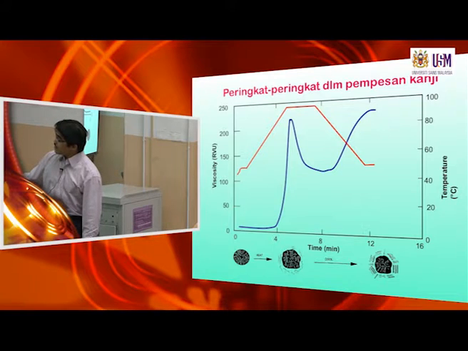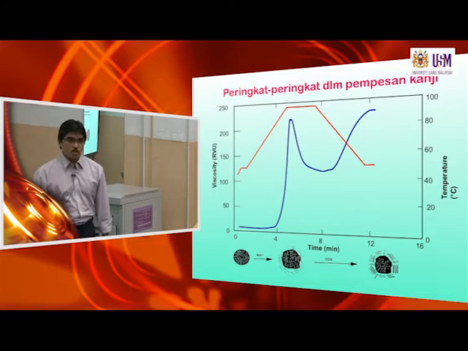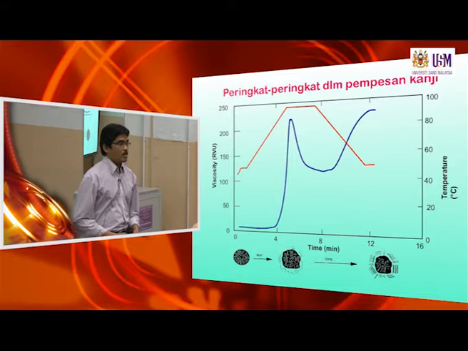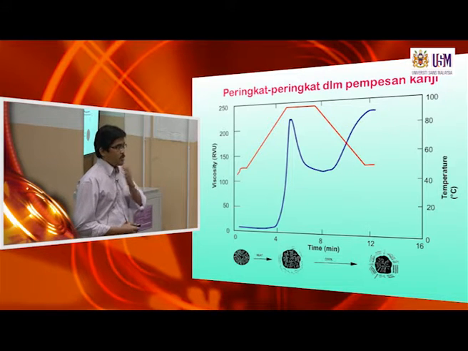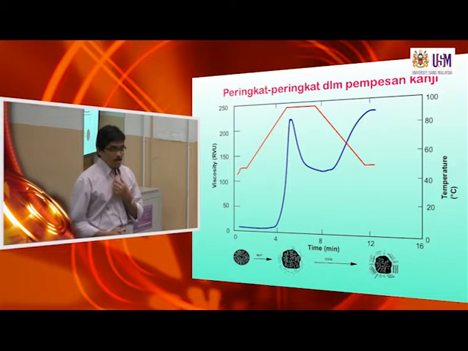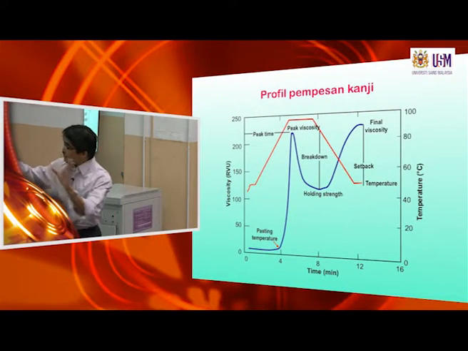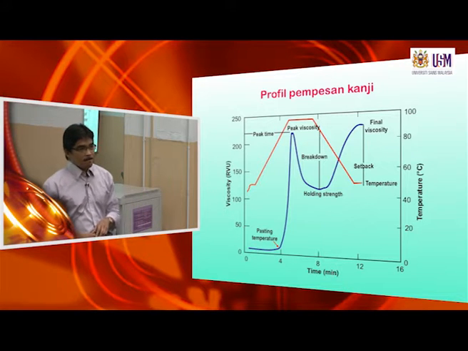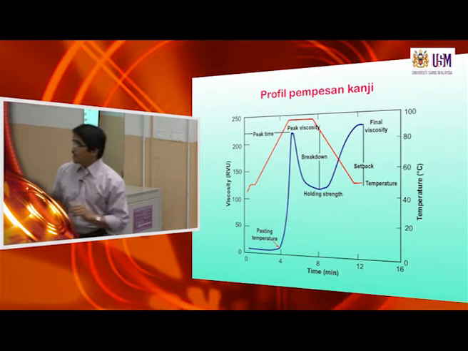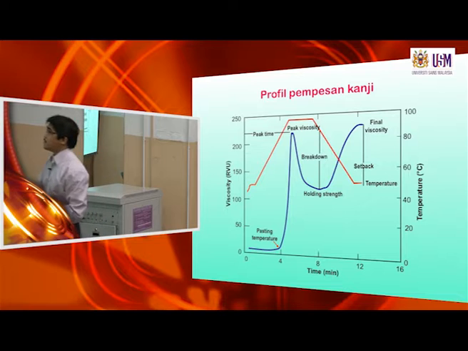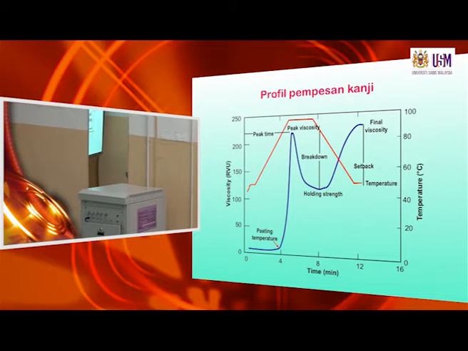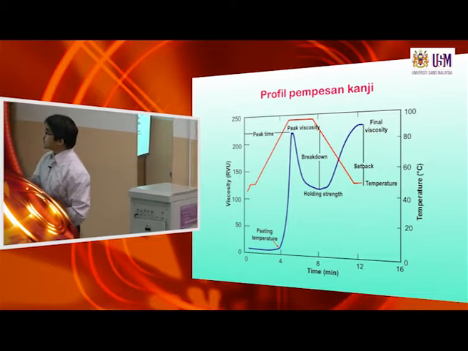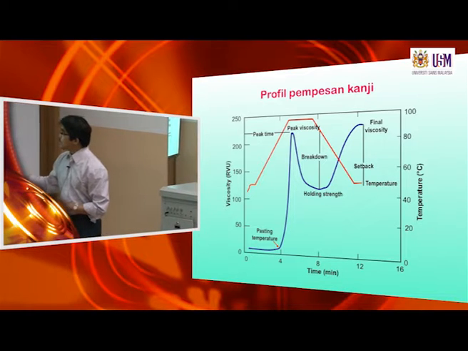When we start to cool down, the viscosity will start to increase again. From this point onwards, that is the process of retrogradation, or in this case, we call it setback. Yeah? Setback. So the next graph will show you the various parameters that characterize the gelatinization, the pasting, as well as the retrogradation part.